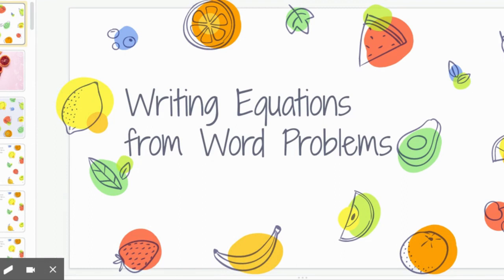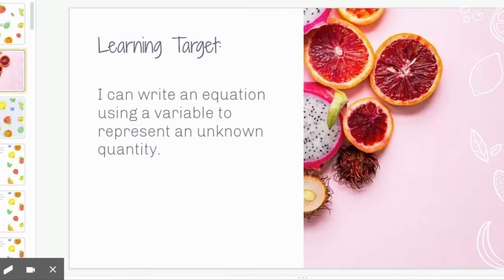This video is going to walk you through the steps of how to write equations from word problems. So our learning target today is: I can write an equation using a variable to represent an unknown quantity. That just means that we're going to write an equation after we read the word problem and use the variable to represent the part that we're looking for, the part that we're trying to solve.